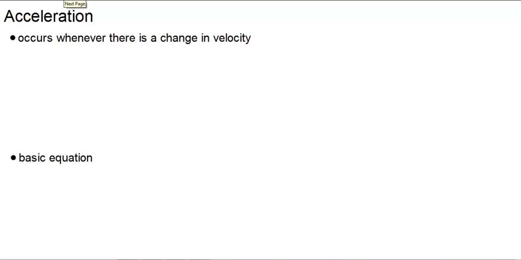Acceleration occurs whenever there is a change in an object's velocity. We know that velocity is defined as an object's speed plus its direction. So whenever we have a change in either one of those things, either the object's speed or its direction, there will be an acceleration that takes place. So there's three possible accelerations that we can discuss.